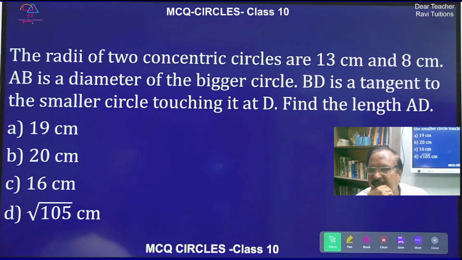Anyhow I am going to complete these MCQ questions soon. Now I am coming to trigonometry also. After coordinate geometry, I am going to trigonometry. So you can learn there.